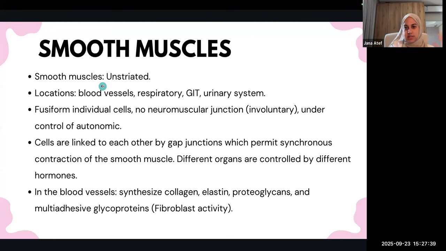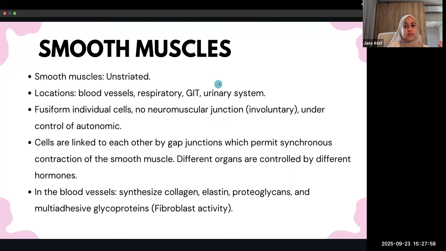So where are they found? This is going to make more sense. Blood vessels, respiratory tract, GIT, and the urinary system. Blood vessels like the arteries and the veins. Can you control your own arteries? No. If you can, that's a big problem. Respiratory, like the bronchioles, sometimes the alveoli, these structures are made of smooth muscle cells. GIT, the prime example of smooth muscle cell is the small intestine, okay?